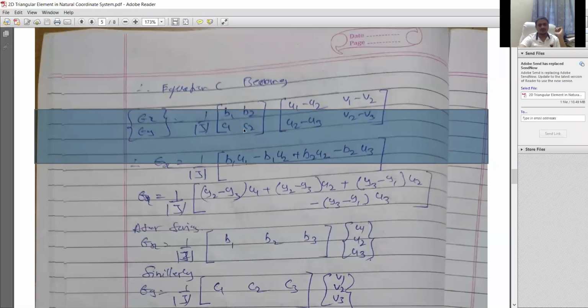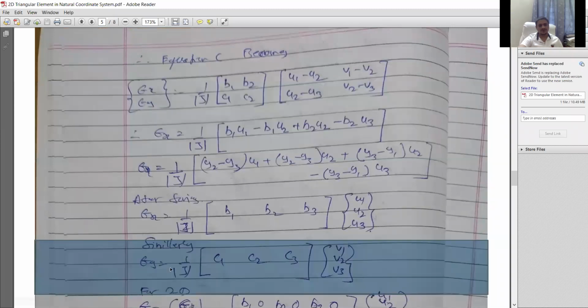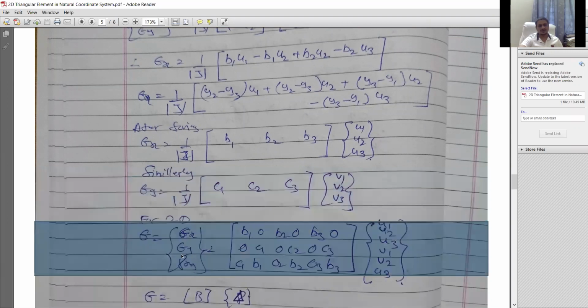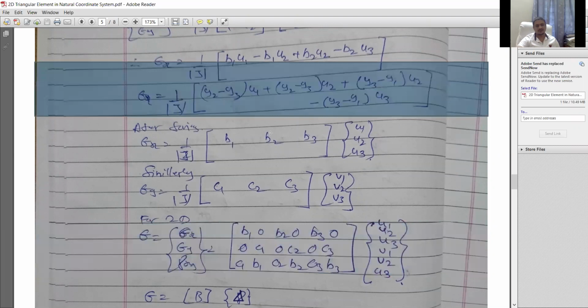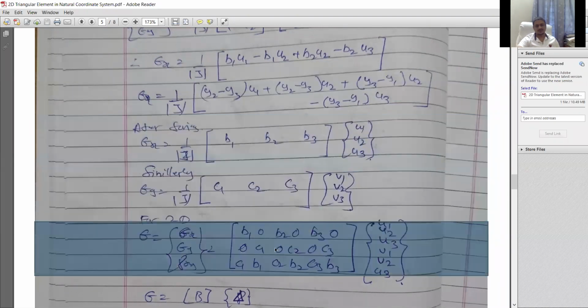So epsilon y is nothing but this term multiplied by this term. So if you go for the components, you are going to get the strain in y direction, that is dv by dy, as 1 by determinant of J into C1, C2, and C3. So similarly, we can also get the value of shear strain. Shear strain is nothing but du by dy plus dv by dx. So we can rewrite the terms which we have calculated over here and over here in the form of a matrix. So this is that matrix.